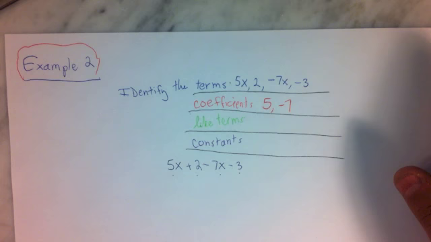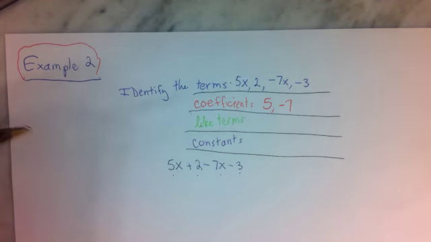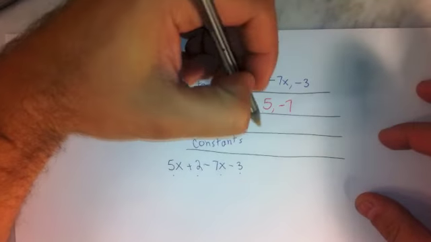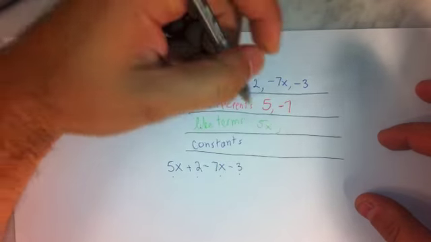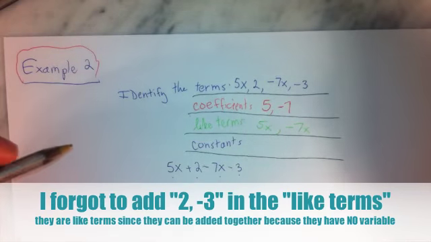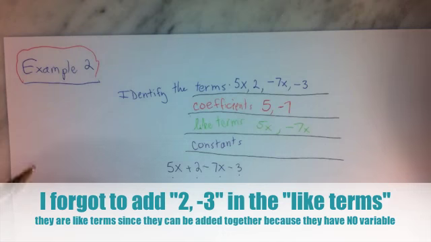And if you remember, like terms are terms that have the same variable. So our like terms here are pretty easy to spot because we only have one kind of variable here and here. They both have x's. So our like terms include the whole thing, coefficient and variable. Our like terms are 5x, comma, -7x.